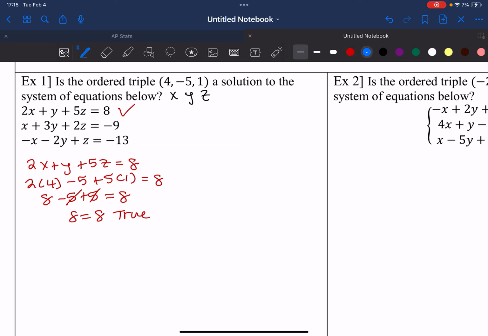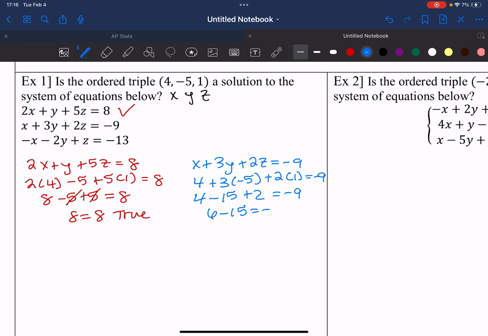And now I'm going to check the second equation. So I have x plus 3y plus 2z equals negative 9. So I have 4 plus 3 times negative 5 plus 2 times 1 equals negative 9. So 4 minus 15 plus 2 equals negative 9. 6 minus 15 equals negative 9. Negative 9 equals negative 9. True. Now I'm going to check the last one.